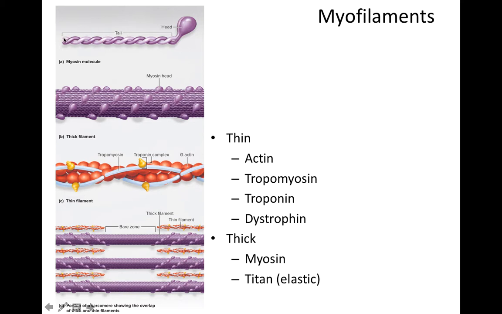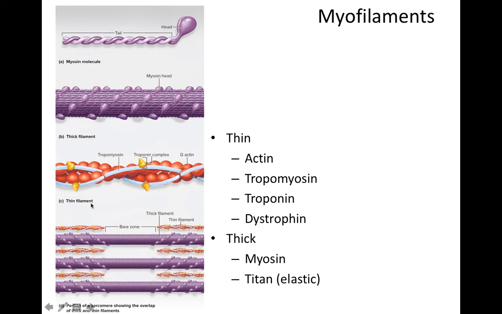So you've got two tails that wind around each other, and these are proteins, and then two globular heads here. These heads are going to be able to interact with actin on the thin filament. So we've got a point of contact between them. A thick filament is made up of hundreds and hundreds of these myosin molecules. So you can see you put them all together here, and that's where you get your thick filament.